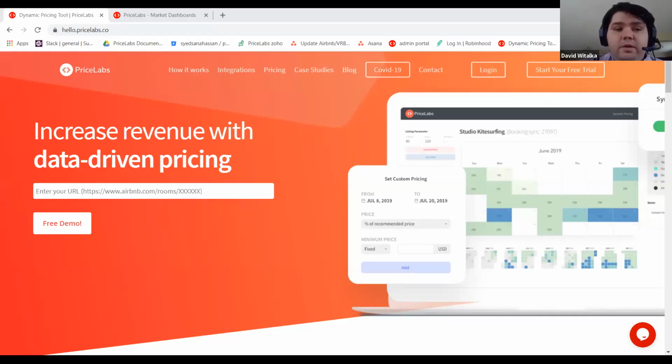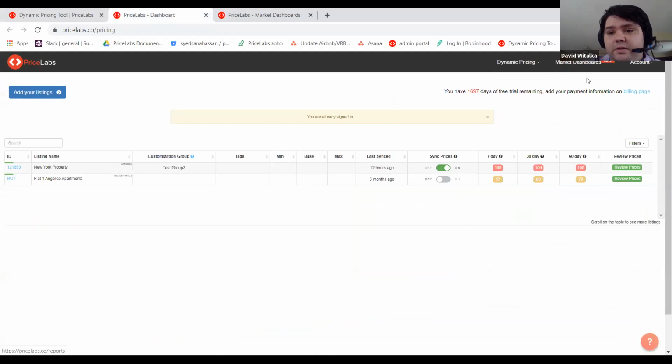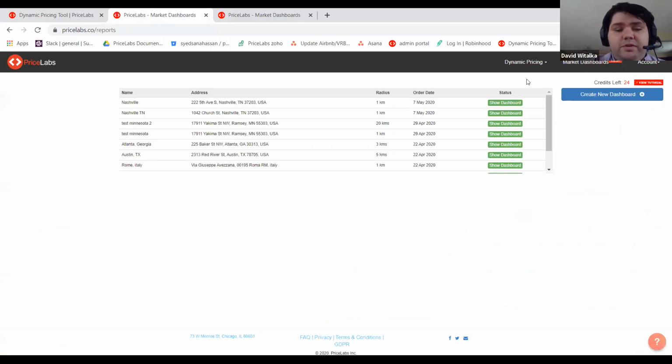Let me just share my screen here. Okay, so we recently released market dashboards. If I log in, you'll see this new tab right up here called Market Dashboards. We're hoping this tool allows you to better see what's going on in your neighborhood and your market. When you open up the screen, you'll see any dashboards you have already created.